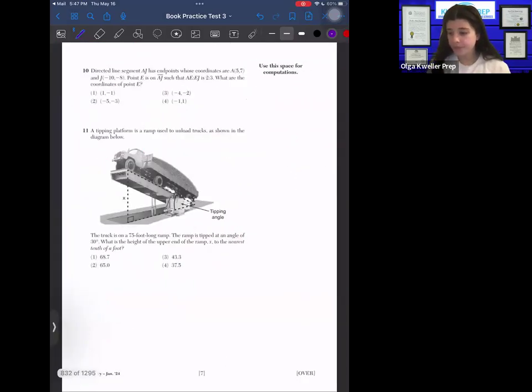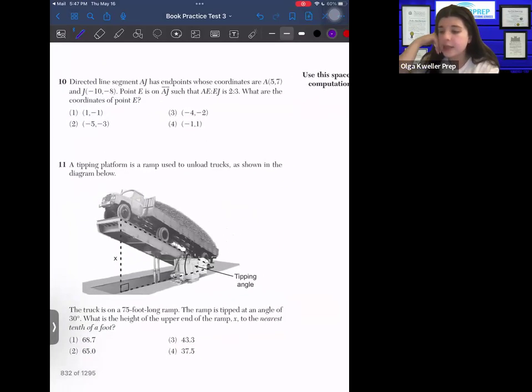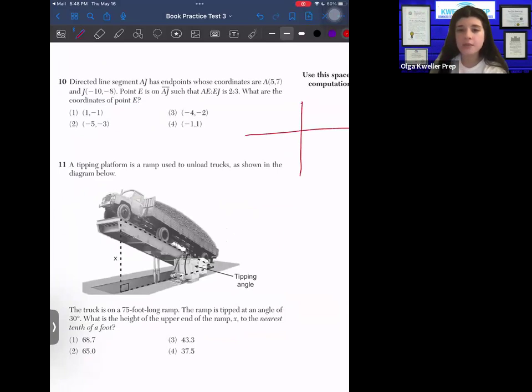Okay. Next one. We have directed line segment AJ has endpoints whose coordinates are 5, 7, and -10, -8. Point E is on AJ such that AE and EG is in a ratio of 2 to 3. Okay, so I'm a super visual person, so I would really recommend drawing out approximately what this looks like, right? We don't have to be perfect, but just approximately so we can understand where we are, right?